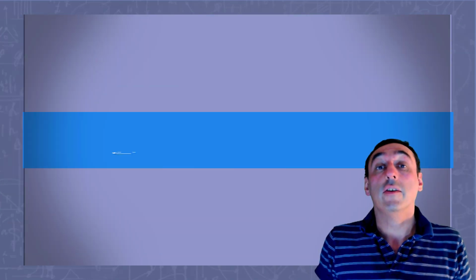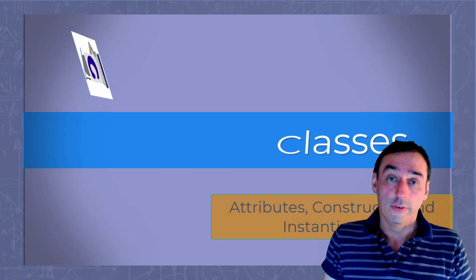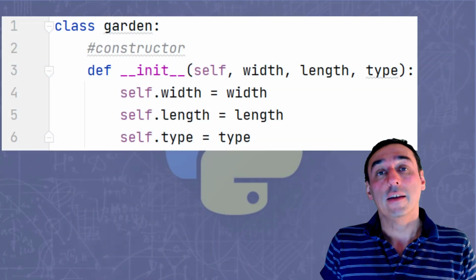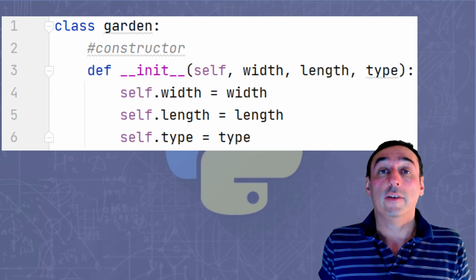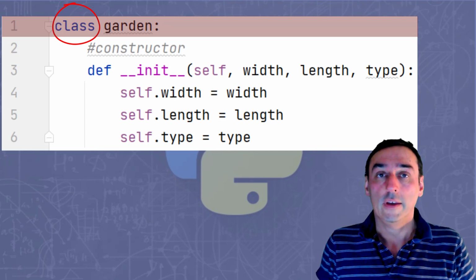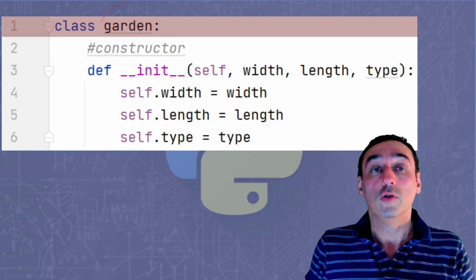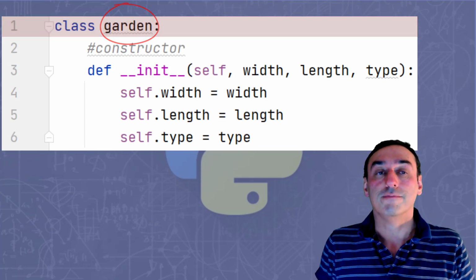So now we're going to take the garden example and show you how to create these classes in Python. If we take this bit of code here, we start the program by using the class instruction, which basically says we are now creating a class. In this example, we're going to call the class garden, followed by the standard colon.